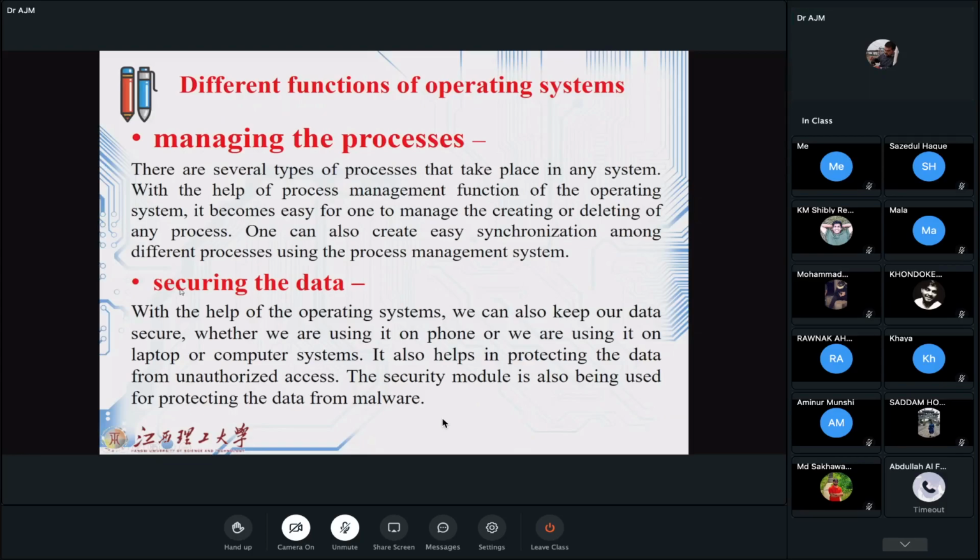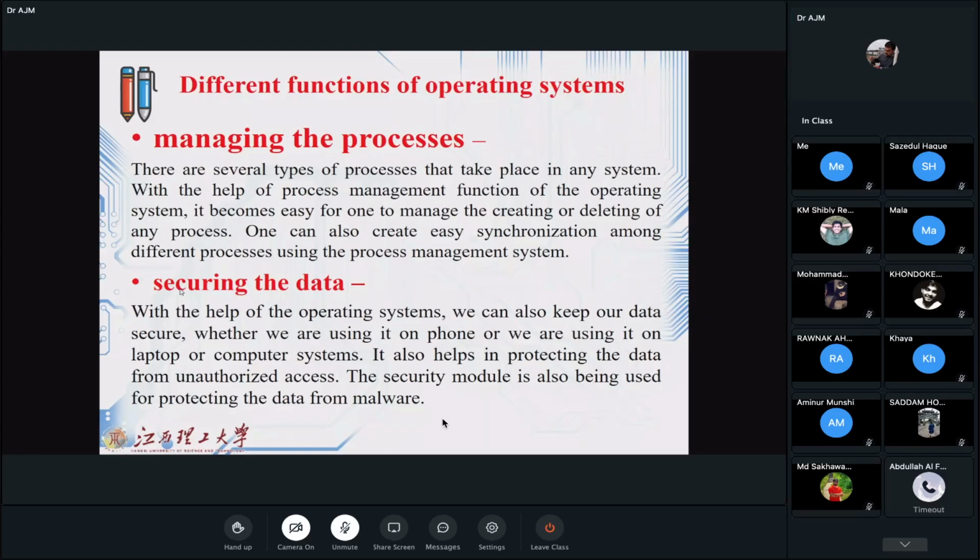The next thing that we need is managing the process, which we have several types of processing in computers. And with the help of this managing job of the OS, it becomes easy for one to manage, creating and deleting any process.